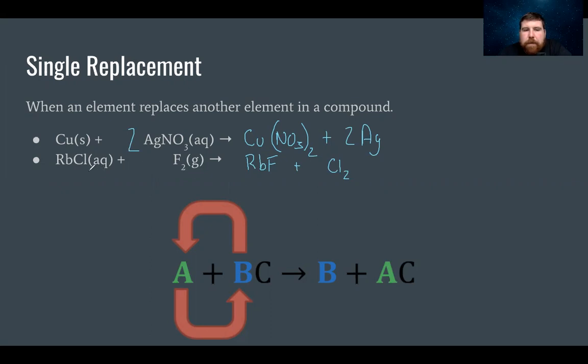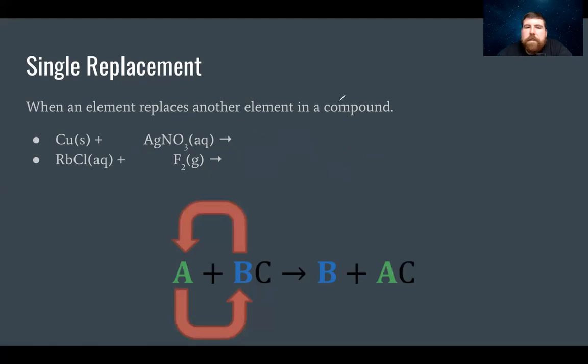Same thing kind of happens down here. We have 1 rubidium, 1 chlorine, 2 chlorine. So we're going to put a 2 in front here, and that changes the amount of rubidium, so that requires a 2 there. And then everything is balanced for that second chemical reaction.